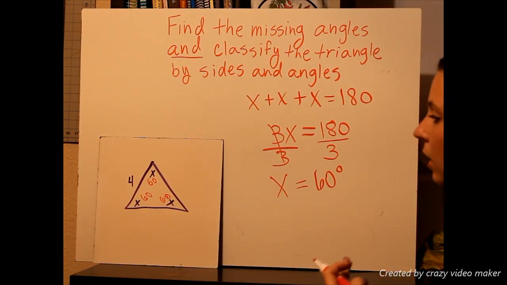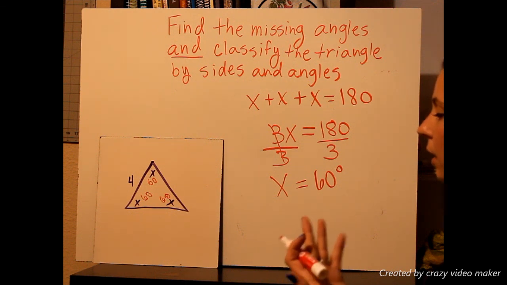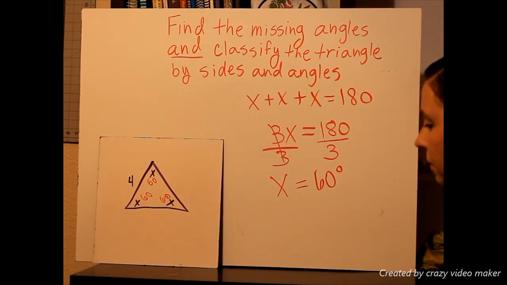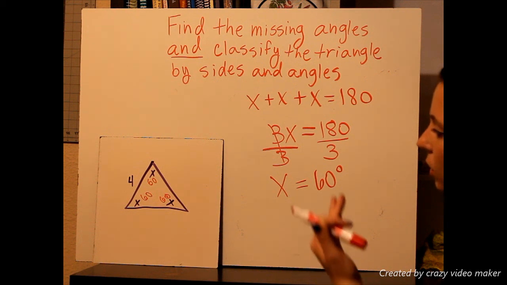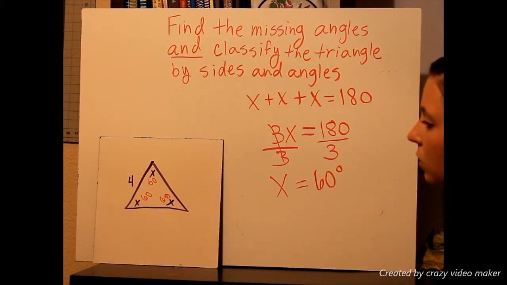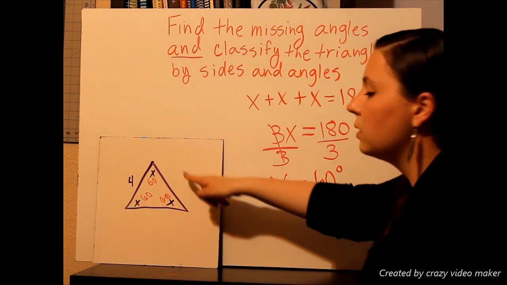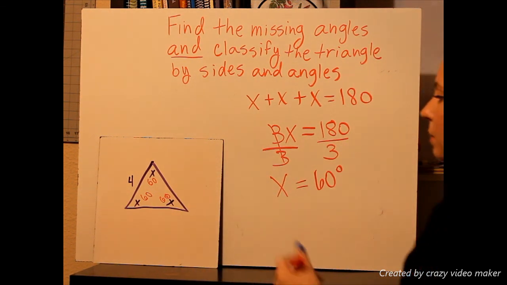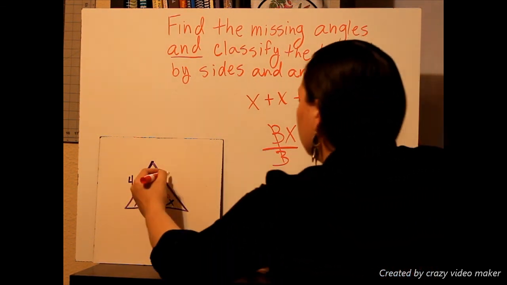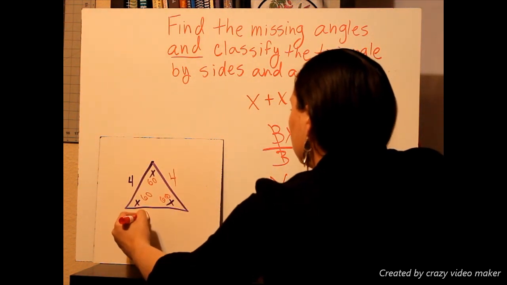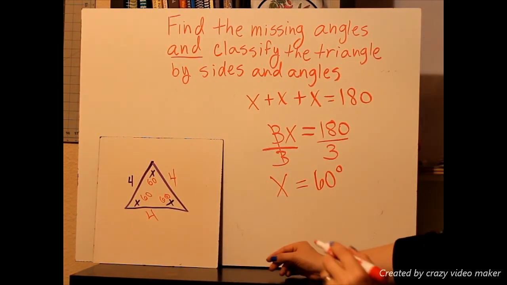Now we need to go through and look at our descriptions for the triangles. We have 3 equal angles, so we could say that this has got to be an equilateral triangle. Equilateral triangles have equal angles, equal sides. Because if each of the 3 angles is the same thing, that means each of these sides is the same thing. So we know that because it's an equilateral triangle, this side is 4 and this side is 4 as well.